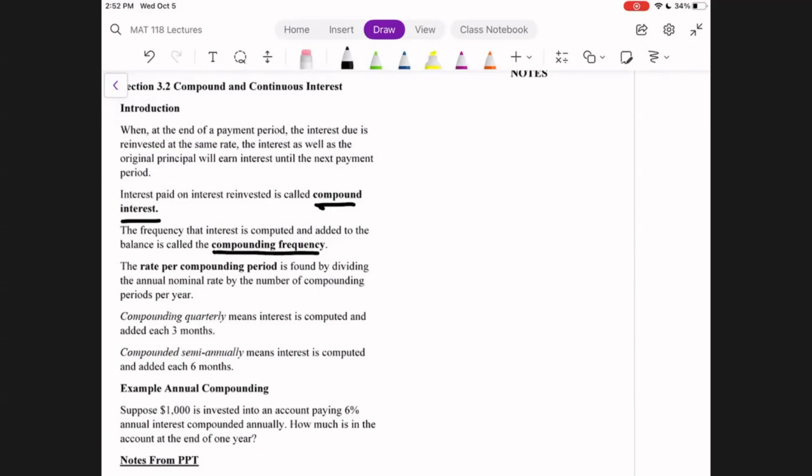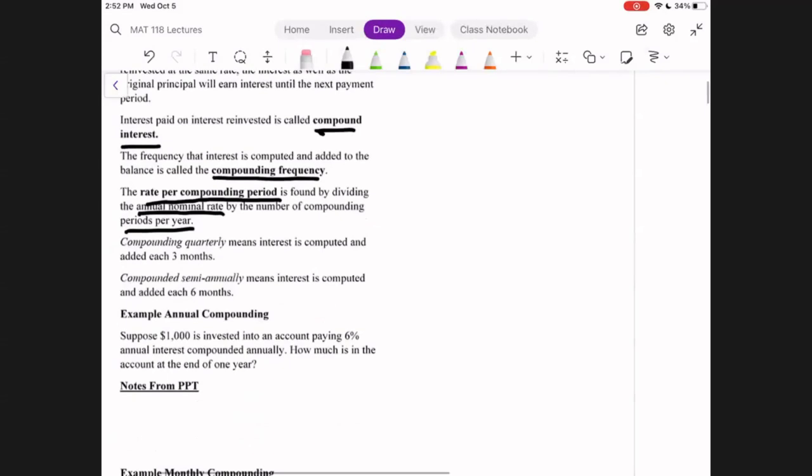Now, part here is the rate of compound per compounding period. You'd find this by dividing the annual nominal rate by the number of compounding periods. And we'll do an example down here. So one thing to think, quarterly means it's 3 months, so it's 4 times a year. And then semi-annually means it's twice a year, so 2 times a year.